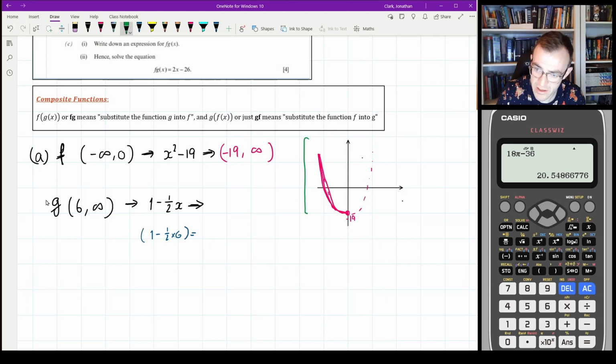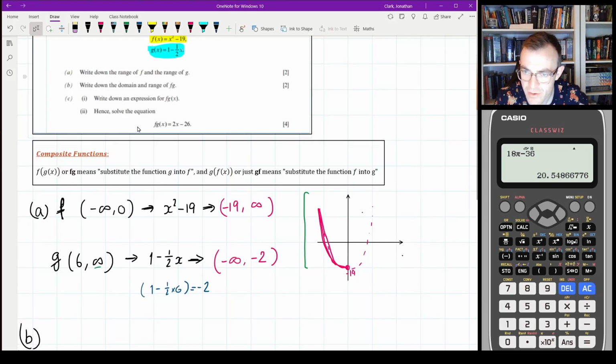And if you plug in a large number, well, you're going to have 1 take away half of a really large number. You can hopefully see that that's not going to be bounded. You're just going to get negative numbers, and they're not going to be bounded. So that is values between minus infinity and minus 2. I'll put the minus infinity first. There we go. So that is that first bit sorted there.